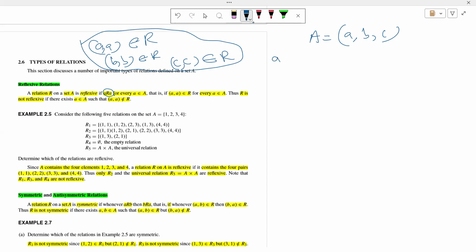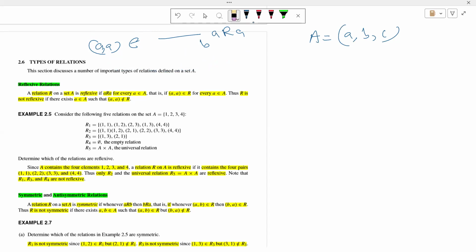Or we can write it this way: a related to a, similarly b related to b, similarly c related to c. They are explaining it that way; both are the same. So a is related to a for every a in set A. Not only one or two: for every element in set A, they definitely need to satisfy this condition. Then only it becomes true.